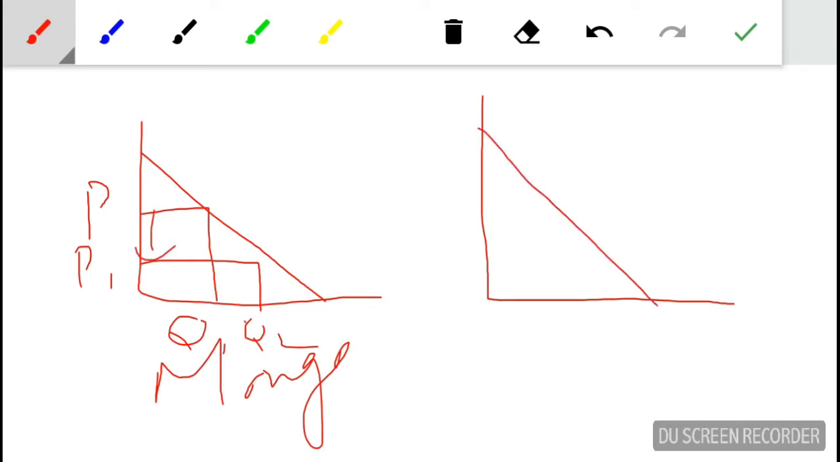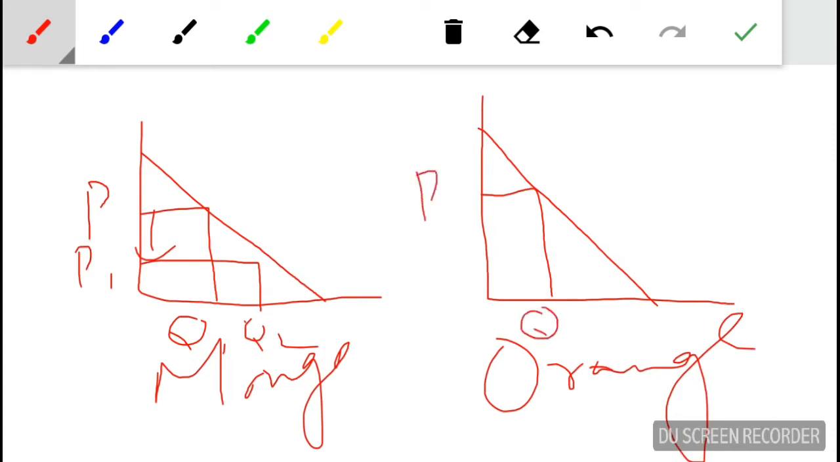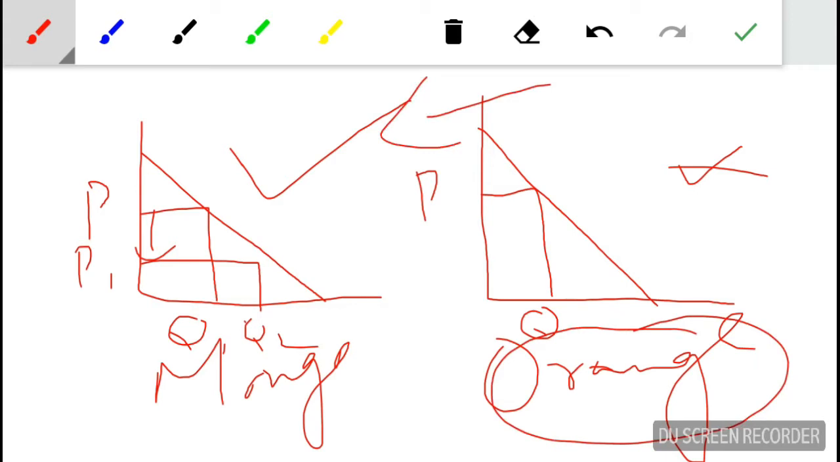Suppose the substitute product is orange, and its price is still P and quantity is still Q. When the price of the substitute has not changed in the market, it means there is no change in the market, and the price of our product, the mango, has decreased. Will the person who is buying orange shift to buy mango? Yes, because the price of mango has become relatively cheaper than orange, right? So the person who was buying orange will also come to buy mango, so the demand for that product will increase.